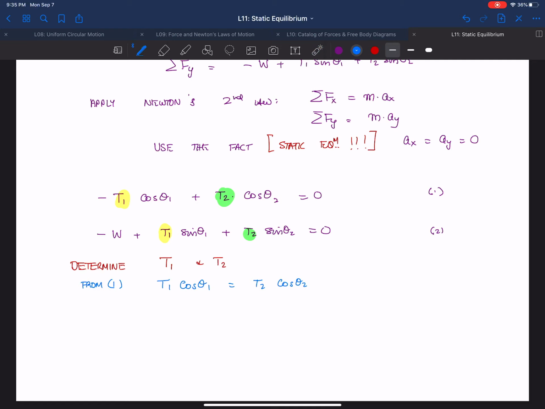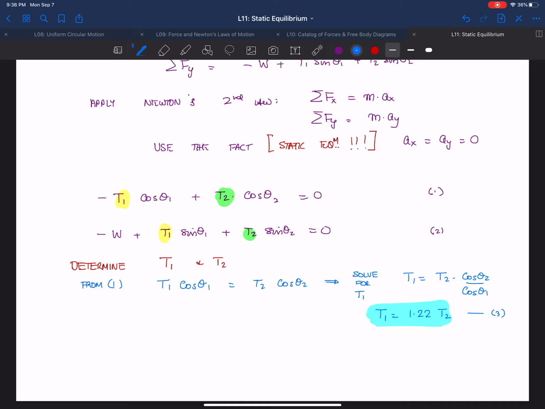And so from here, I can solve for T1, which means I can write T1 equals T2 times cosine theta 2 over cosine theta 1. They're both numbers. You can figure out the cosine of the two angles, figure out their ratio, and if you do that, you can show that T1 equals 1.22 times T2. Let's highlight that equation and call it equation 3.